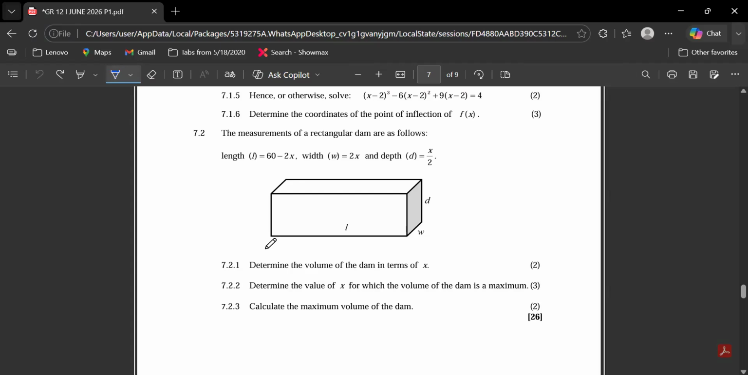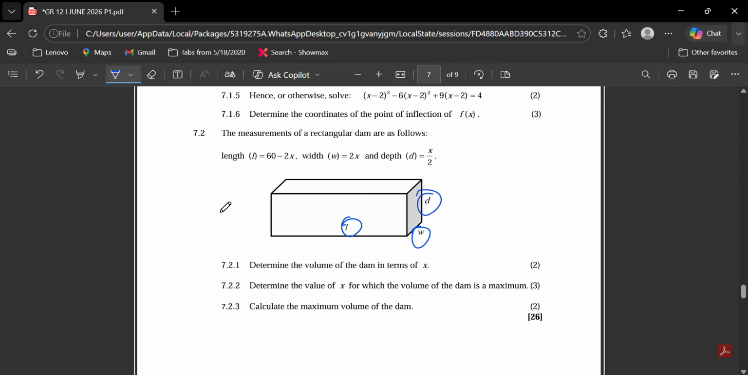Guys, welcome to the Daily Dose of Mathematics. We are continuing with question 7 from the Limpopo June 2026 question paper. Today we are doing optimization. 7.2 says the measurements of a rectangular dam are as follows. The length L is equal to 60 minus 2x. The width is 2x. And the depth is x all over 2.